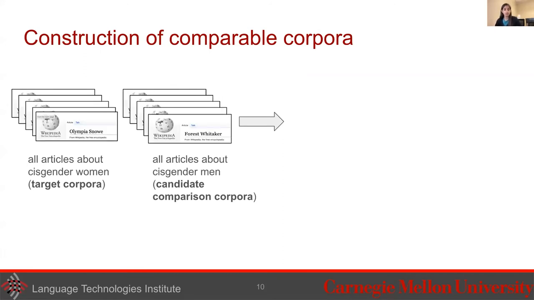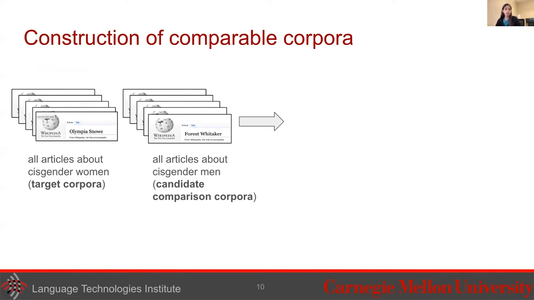So what this matching approach looks like is, given a target corpus, we take a set of articles that we want to compare these target articles against. So our target attribute is gender. We may start with all articles about cisgender women and all articles about cisgender men.